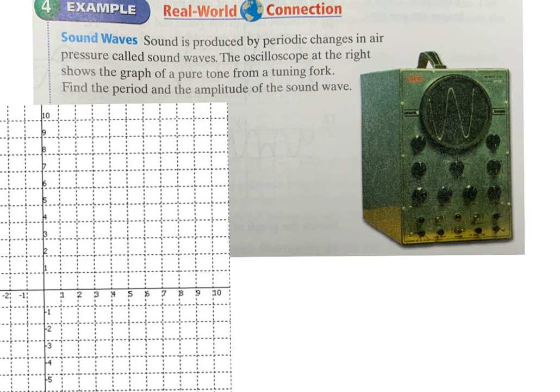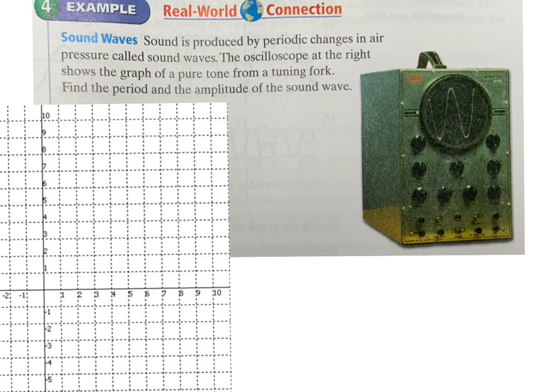This says sound is produced by periodic changes in air pressure called sound waves. The oscilloscope at the right shows the graph of a pure tone from a tuning fork. Find the period and the amplitude of the sound wave. So I'm doing it this way because the example that you do asks you to graph it. So what we're going to do is look at the description.